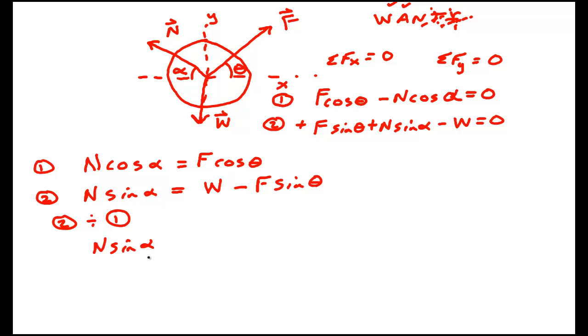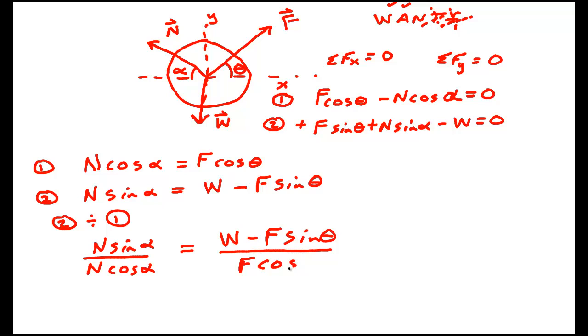I get n sine alpha, and I divide on the left hand side by n cosine alpha, and over here I get w minus f sine theta, and on the bottom I get f cosine theta. This cancels, so I get tangent of alpha. I've got w over f cosine theta, and on the second term the f's cancel, and sine over cosine is tan of theta.